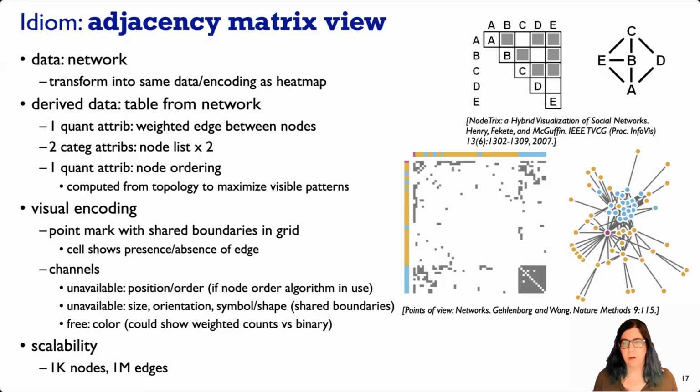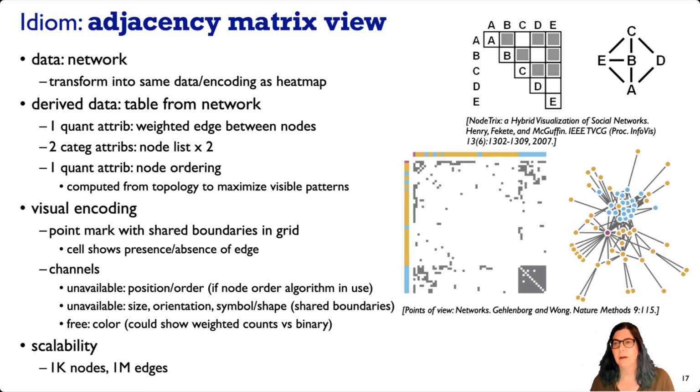What about the channels? Well, remember, this is another case where the algorithm is actually being used to try to minimize, in this case, not edge crossings, but to maximize the structure of these sort of cluster style visual patterns. So they're not available to encode anything else, right? They're used by the algorithm for the layout itself. Because it's one of these shared boundary situations, we can't change things like the size or the orientation or the shape of those. But we certainly can color code, and it's very commonly used to show things like a weighted count if you have a weighted graph, not just an unweighted graph.